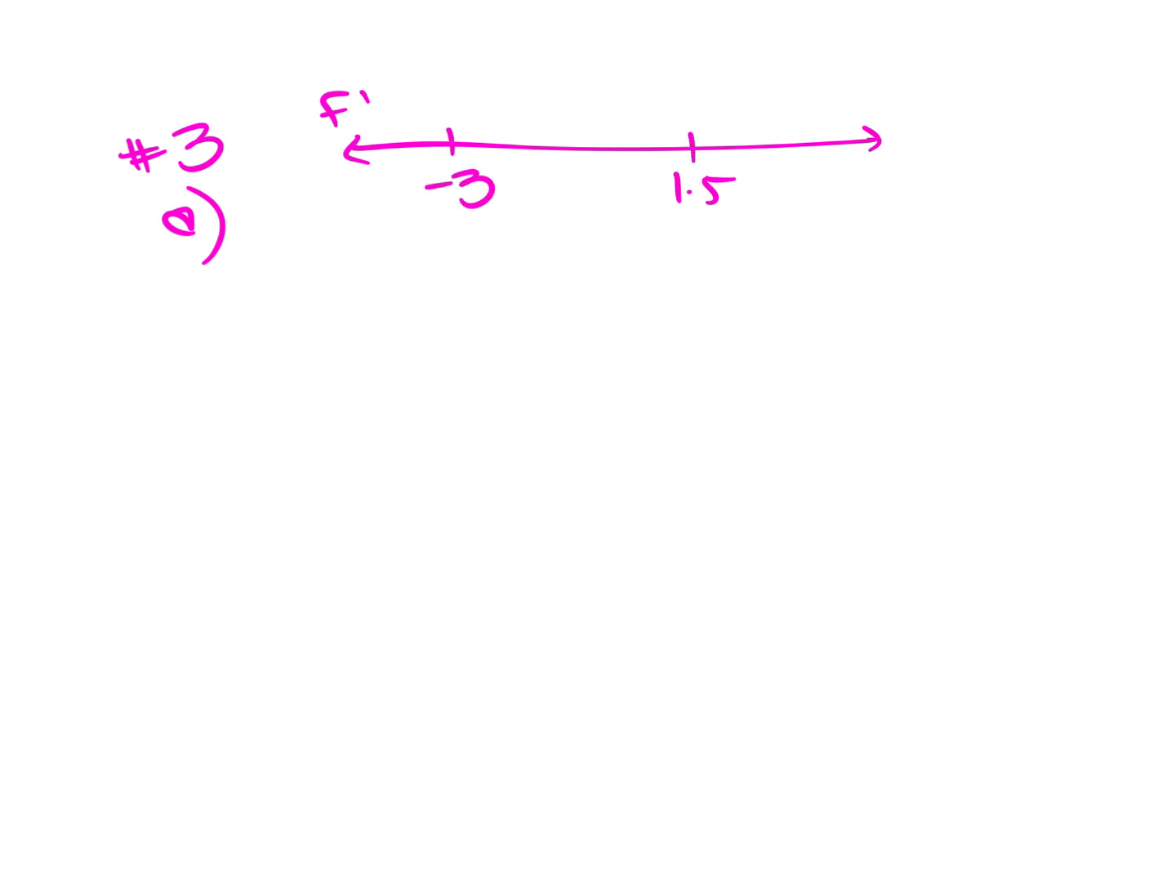First off, in part A of number 3, what should you have immediately done with your graph? Made a number line. If you did not make a number line, it probably screwed your answers up later. So I would have started off by saying, here's my f prime number line. Where do I have critical numbers? And 1.5. Okay.